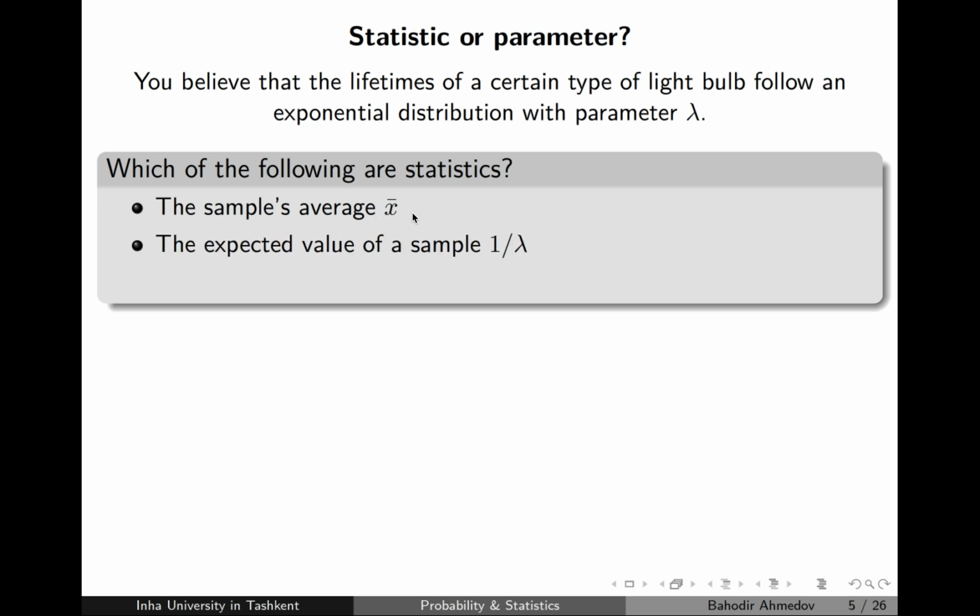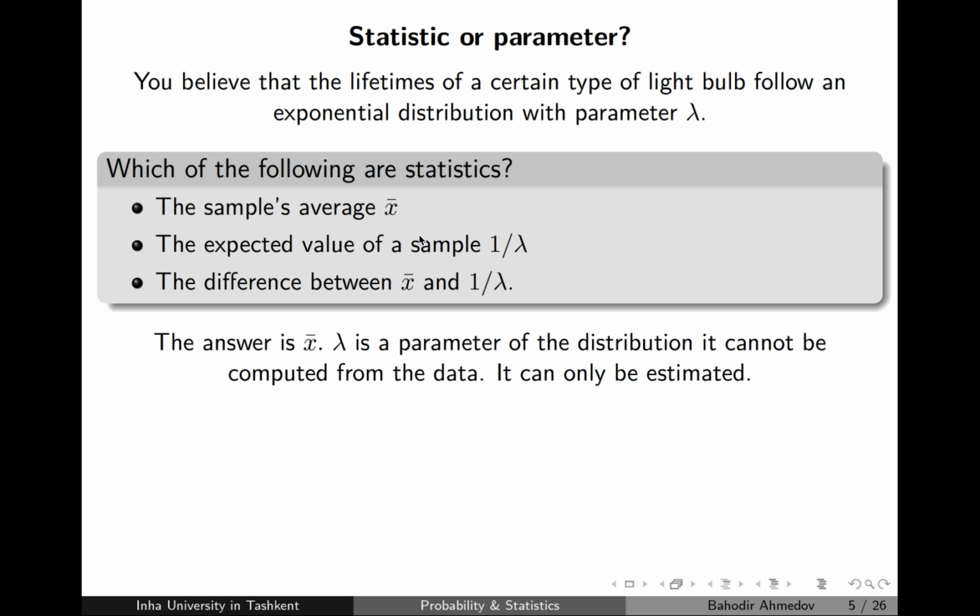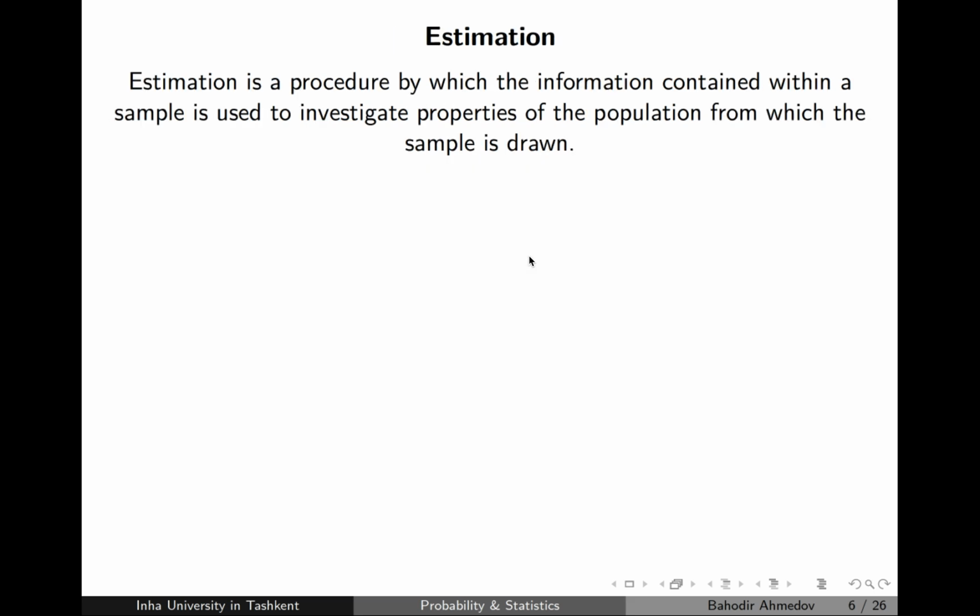The second is the expected value, 1 over lambda. For the exponential distribution with parameter lambda, 1 over lambda is going to be the average lifetime, and this is different from x bar. So the answer, the statistic, is the first numerical measurement, x bar, because it is obtained from the data. The lambda here is a parameter of the distribution. Depending on what lambda is, we can get different distributions of the lifetime of the items.